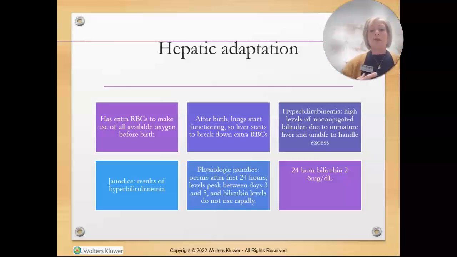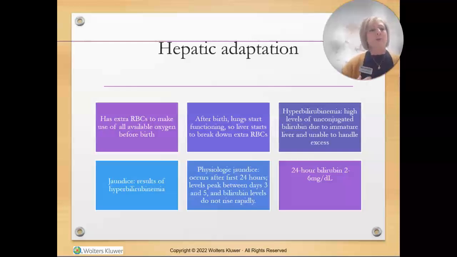So after birth, when the lungs start functioning, the liver is going to start breaking down all of those extra red blood cells that we have. If we have extra red blood cells, it's going to give off that bilirubin. So when a baby's born, we have something called conjugated bilirubin and unconjugated bilirubin. Conjugated means that it is hooked onto something that makes it water soluble, so the body can just absorb it. But unconjugated bilirubin is fat soluble, and the babies can't get rid of that.